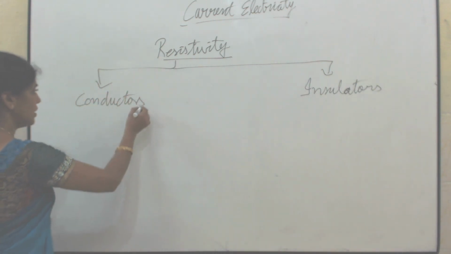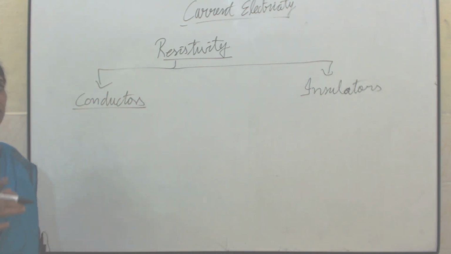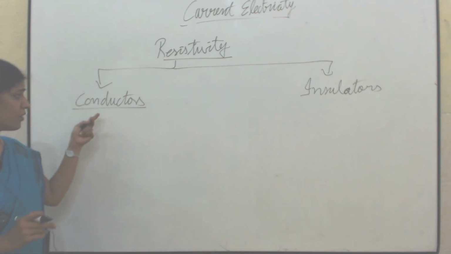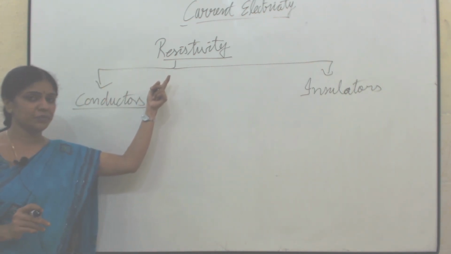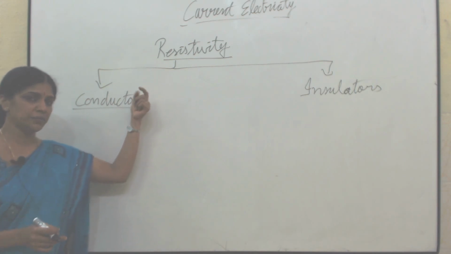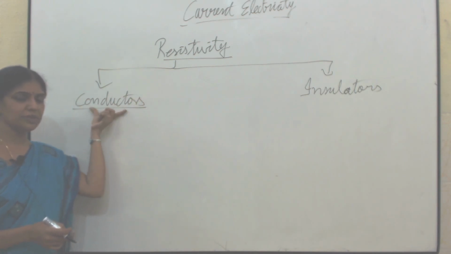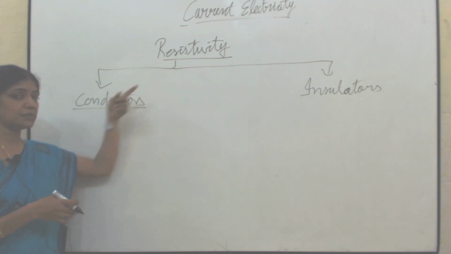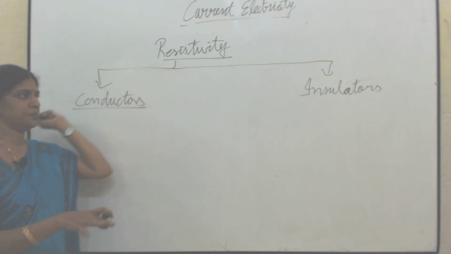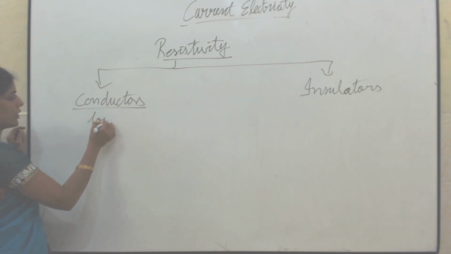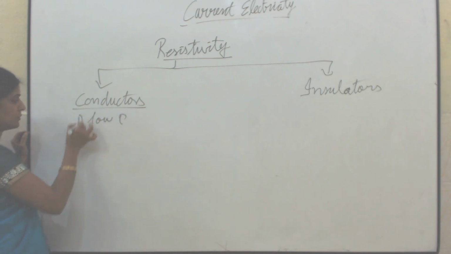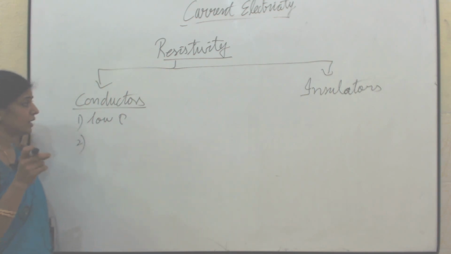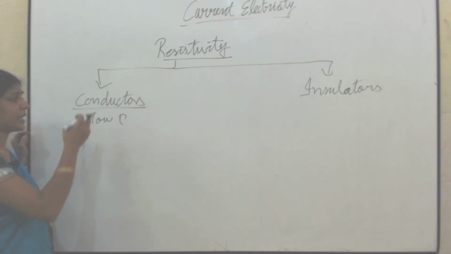Now, if it is a conductor, what does that mean? It will allow the charges to flow through, isn't it? What happens then to the resistivity? Will it be low or high, can you say? If it is a conductor, the term itself indicates that it allows the charges. It's conducting. That means its resistivity will be low. So it will have low resistivity, first point.